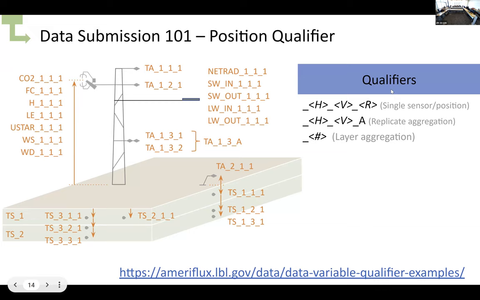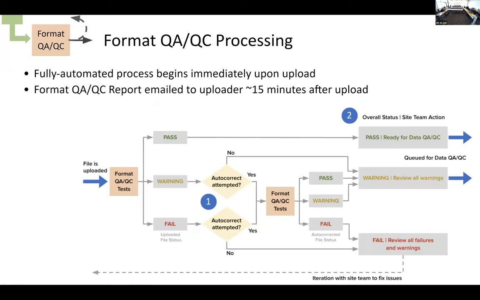Everything from a single sensor can be assigned one qualifier, 111. Maybe sometimes you have an aggregate, right? So something like this could be supported. They are averages from two sensors, so you can specify your variable this way. Or like soil temperature, you have multiple locations, and you just want to submit the average one, you can submit that in this way. I won't go into detail about this one, but if you have a question about the position qualifier and how to use it, just talk to me or Daniel. We'll be happy to walk you through.